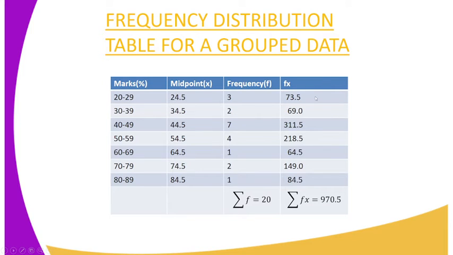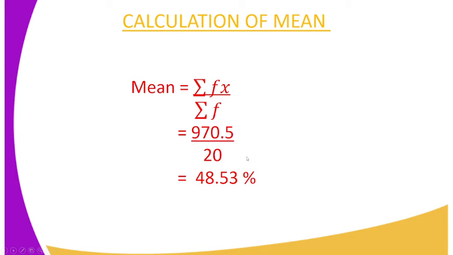Under the fx column, you multiply 24.5 by 3, you get 73.5, and you repeat the same with the rest of the data and fill the fx column. After that, you get the summation of fx, which in this case becomes 970.5. And you also get the summation of frequency, which in this case is equal to 20.